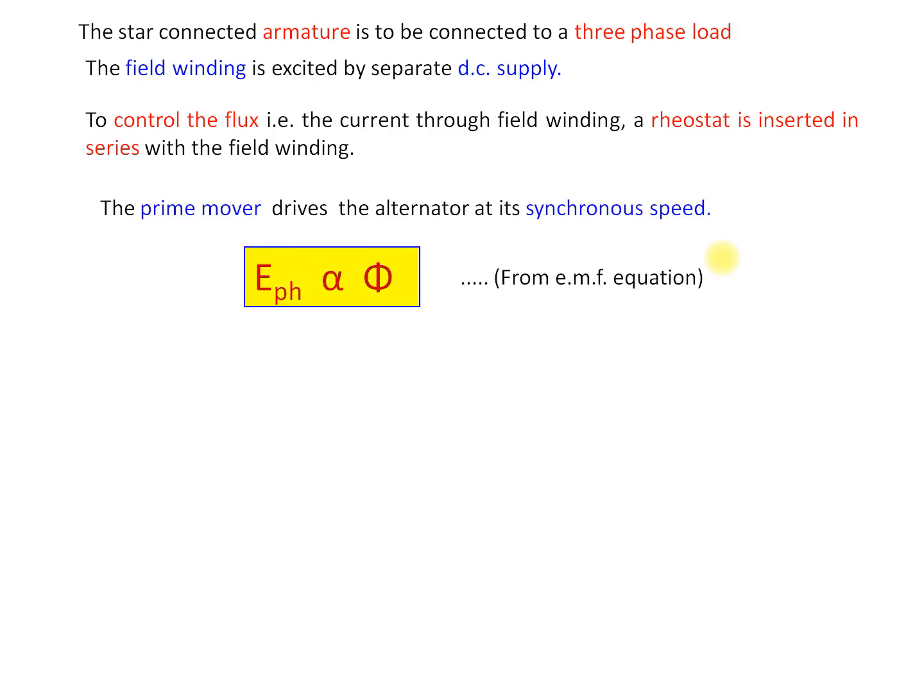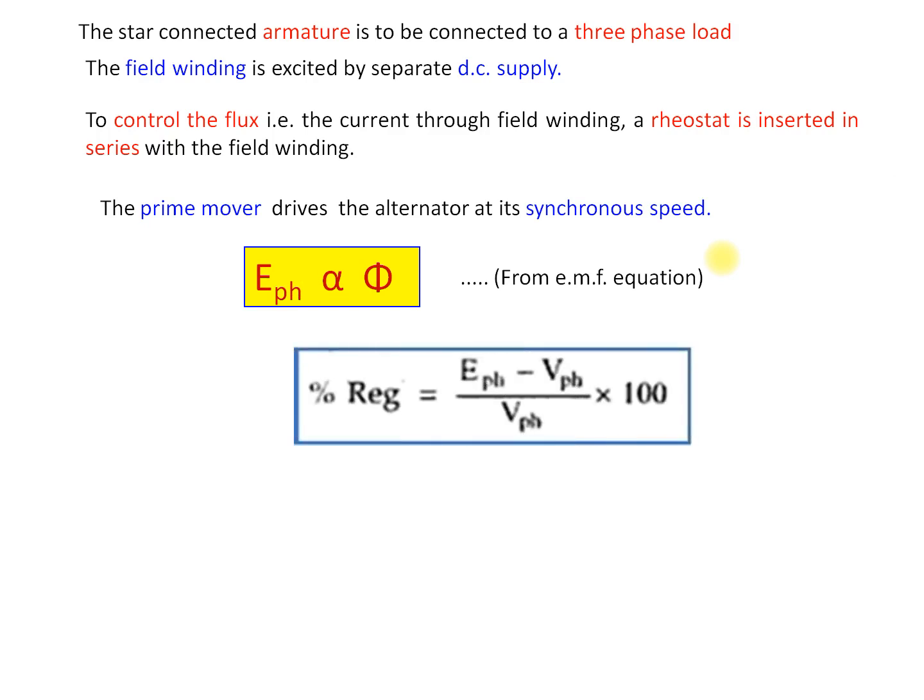The prime mover is driven at synchronous speed. The logic behind this equation is that the E phase, that is the generator voltage, is directly proportional to the flux given to this machine. So by measuring the flux value which is lost to the armature resistance, armature leakage reactance or armature reaction, that can be measured from this method.